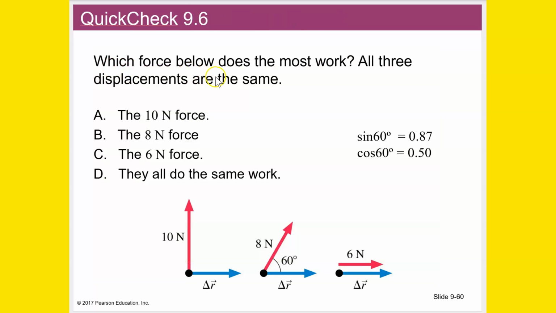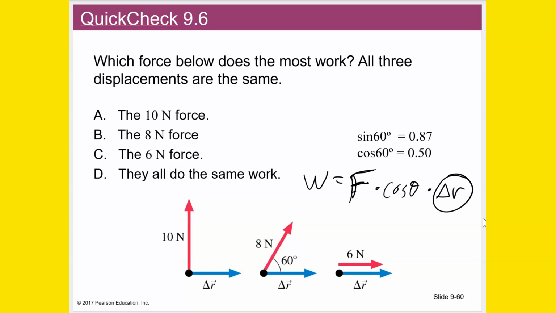All right, slide 60. Which force below does the most work? All three displacements are the same. Okay, so notice it says sine 60 is 0.87, cosine 60 is 0.5. So the delta R is the same in all cases. So the work, remember, work is equal to force times cosine of theta times delta R.